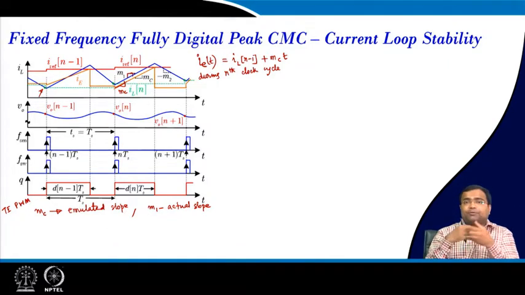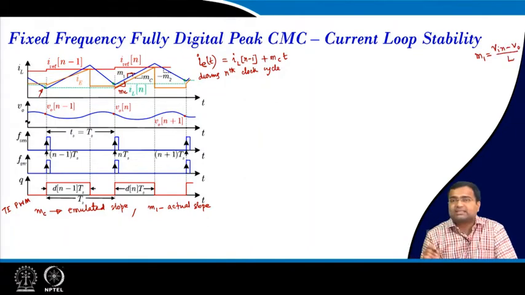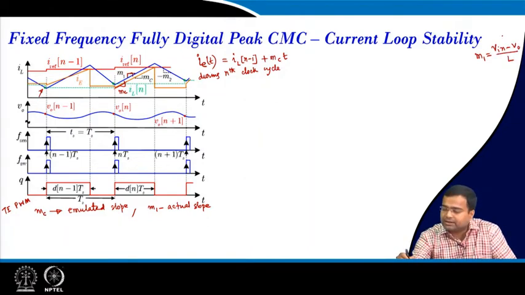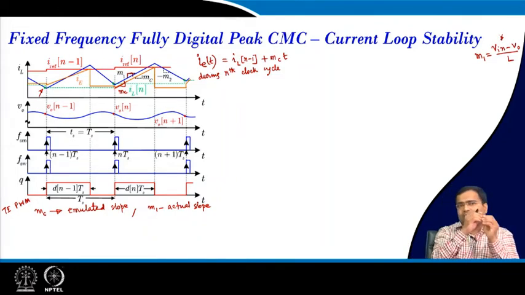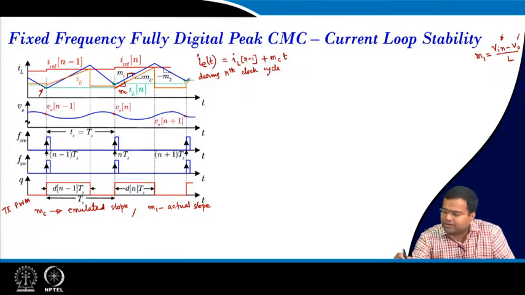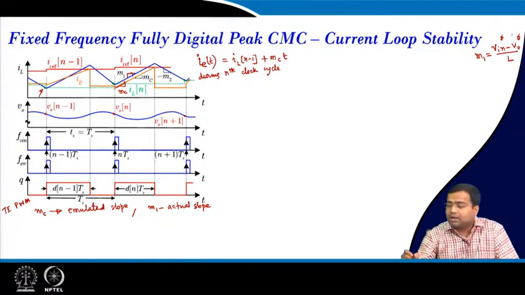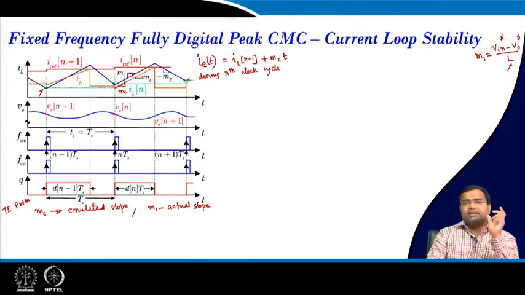First of all, that method is not robust, because what is M1? M1 is Vin minus V0 by L. In order to extract that information, you need the input voltage information, which you can sense and pass through an ADC. The voltage you are already taking, no problem. But how do you get the inductor value? Exact information of the inductance is not available, because inductance can vary.